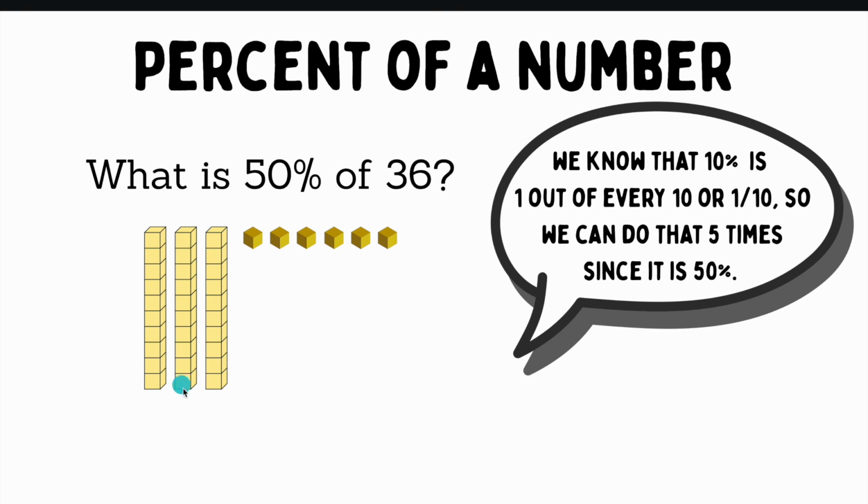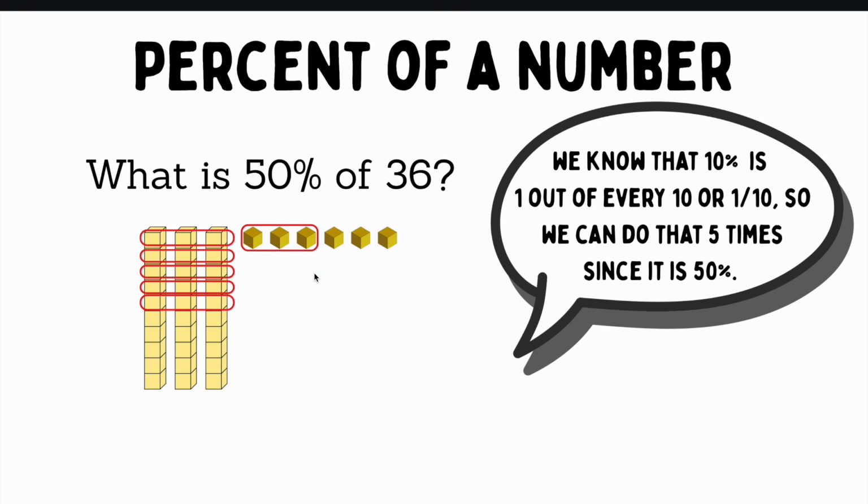Let's start with the 3 tens. 10%, 20%, 30%, 40%, 50%. We also notice this is half. Half of 30 would be 15. Now we have 6 ones. We need to do 50% of the 6 ones. We know that's half. What is half of 6?